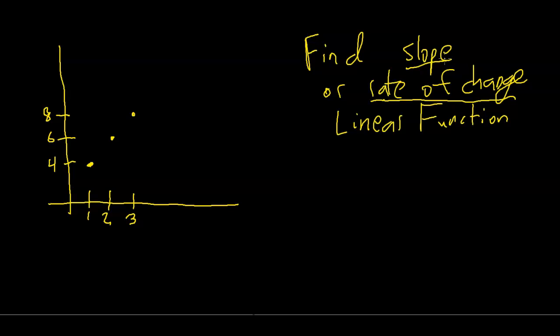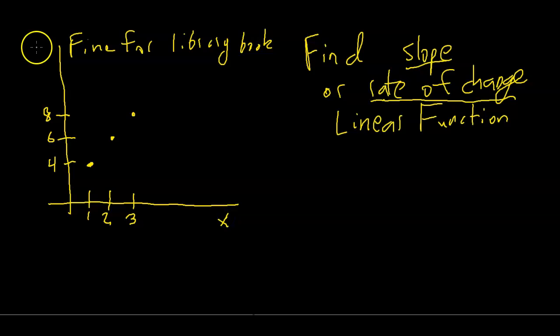Okay? Let's say we had this relationship graphed right here, and let's say this is the fine for an overdue library book. So the x-axis is going to represent the days overdue. The y-axis is going to represent the amount of the fine, okay? So we can see here that at 1 day overdue, you have a fine of $5. At 2 days overdue, you have a fine of $6. At 3 days overdue, you have a fine of $8, okay?